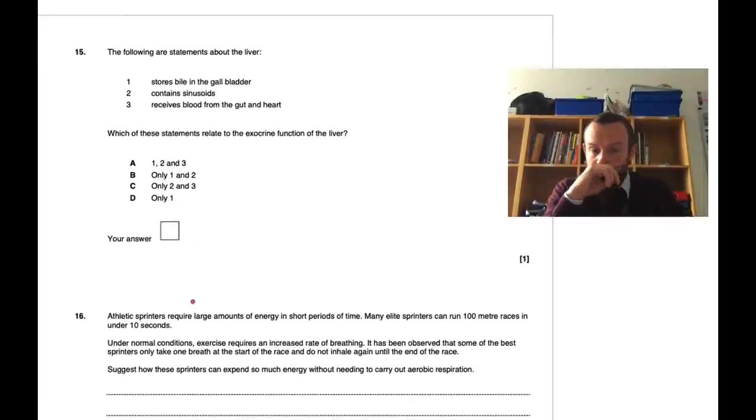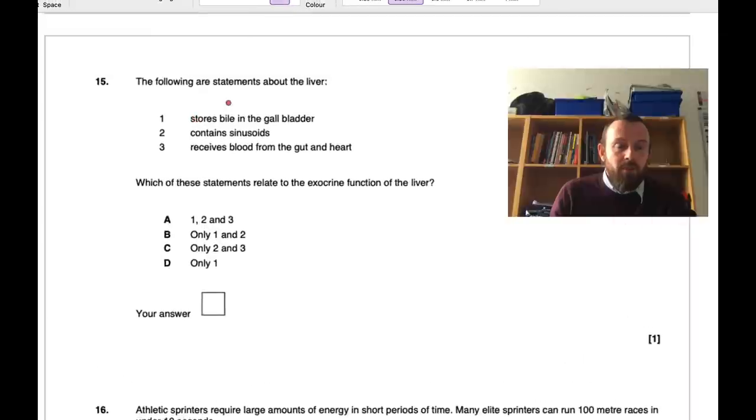All right, last multiple choice one. Oh, this was tricky. Actually, when I was marking my students' papers, I marked this wrong, and then I had to mark it again because I missed a tiny little bit of the question.